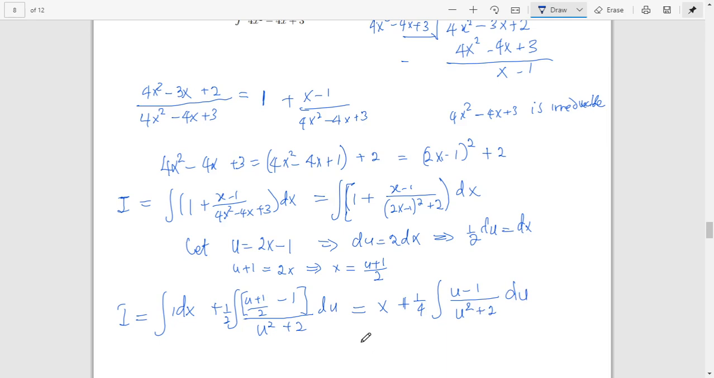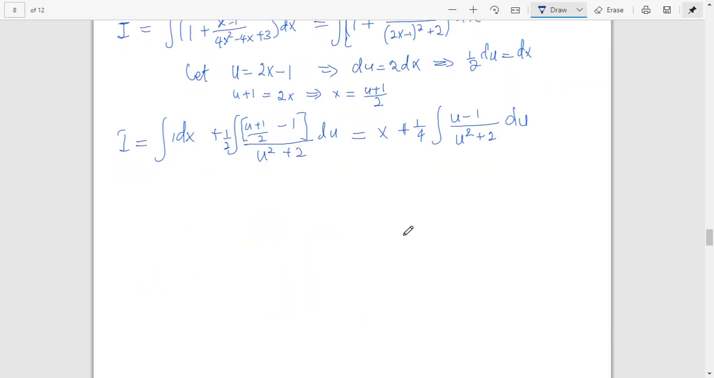I can integrate this by splitting it into two. It's usually easier to do it that way. Plus 1 over 4, I have the integral of u over u squared plus 2 du. This can be integrated using a u sub, or maybe a v sub this time around, since we have u already. Minus the integral of 1 over u squared plus 2 du. So if we use a w sub or any sub, this integral becomes x plus 1 over 4.